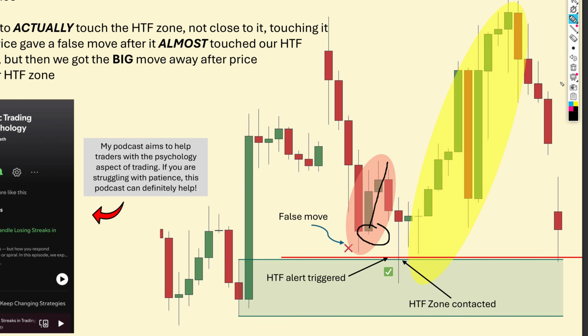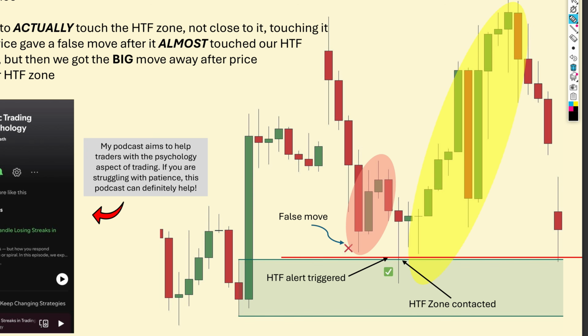You might have made a little bit of money, but if you're looking for a 5-to-1 trade, you would have gotten screwed there. Why? Because you were not patient and you did not let your actual higher time frame zone be hit. You can see the false move, and then all of a sudden, boom, our higher time frame alert was triggered. Now we are looking for trades.